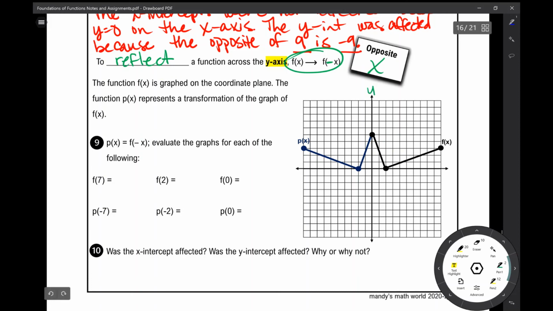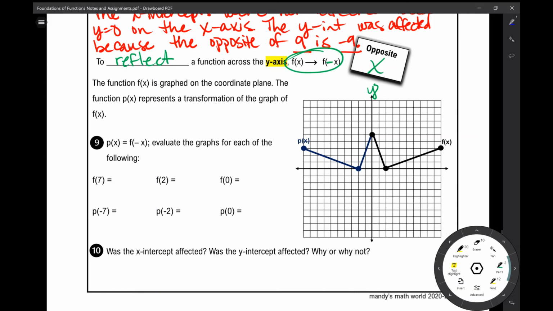Likewise, here's your y-axis. If you reflect something across that y-axis, you flip it. What are you affecting? Are you affecting your x values or are you affecting your y values? You're affecting your x values. You can clearly see in this graph that my domain is what's affected. My range stays the same.